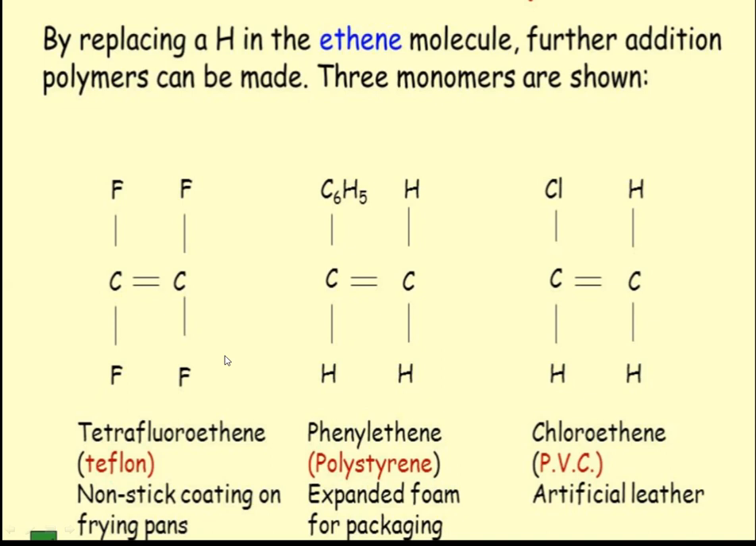Now again the same concept is used here, that the monomers, 3 monomers are shown here: tetrafluoroethene, phenylethene and chloroethene. You see, when they will be linking together, the double bond will be opened up and 2 new bonds will be formed on either side, and you can write the same product, like whatever is available in the reactant will be found in the product.